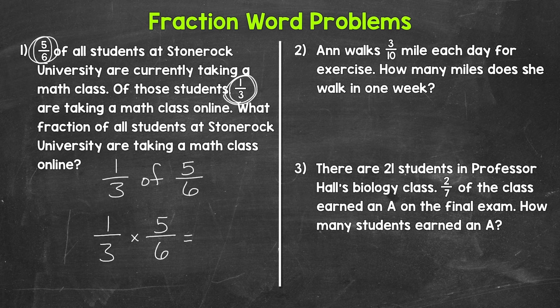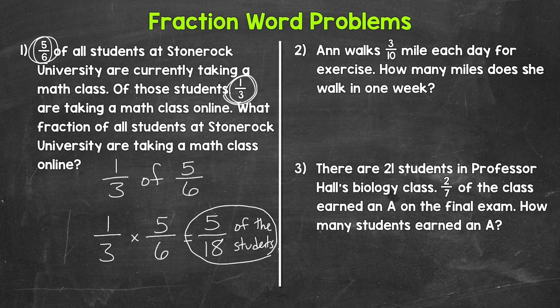So 1 times 5. That gives us 5. And then for the denominators, we have 3 times 6. That gives us 18. So we end up with 5/18. That's the fraction of all students at Stone Rock University taking a math class online. So we can label this 5/18 of the students. Now 5/18 is in simplest form, so we are done.